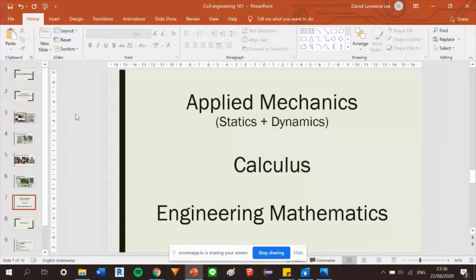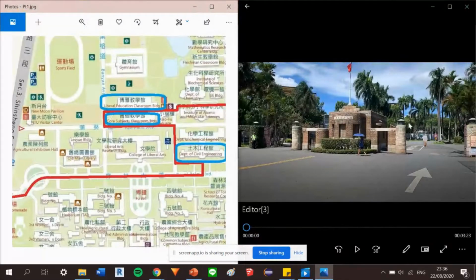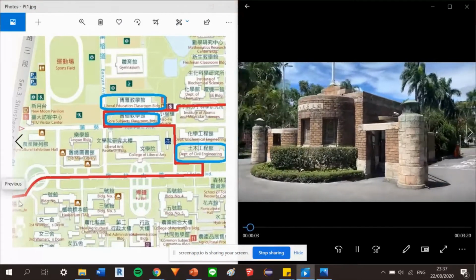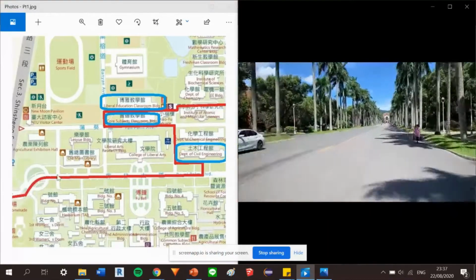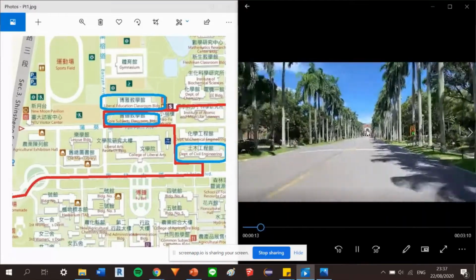And then so this is the course introduction for the first semester, and then we will get to a campus tour. So here our friend Joel and Ethan have prepared for you a video around the campus so that the tour could be done virtually. So here you're starting at this point right here, the entrance, and then you will go through this main road, and this one right here is actually the main library.